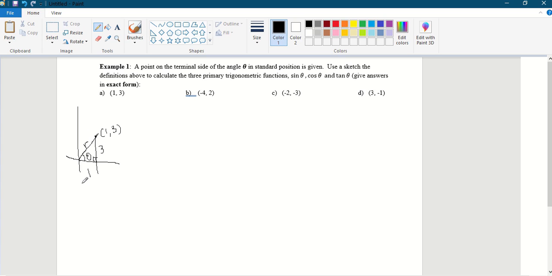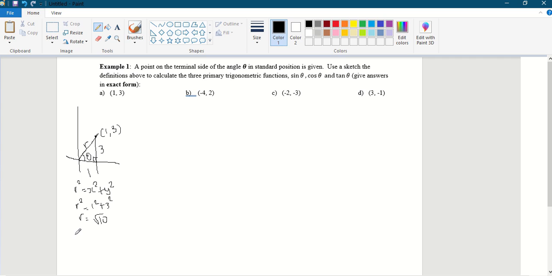So the first thing we can do is find r. r squared equals x squared plus y squared. In our case, r squared will be 1 squared plus 3 squared, so that's 1 plus 9, 10. So r is root 10. r is always positive, always greater than 0. Now that we have all three sides, we can write the three trigonometric ratios as we are asked.